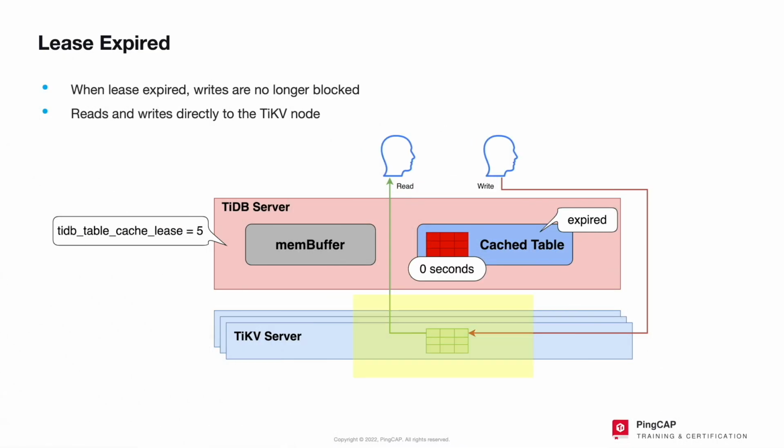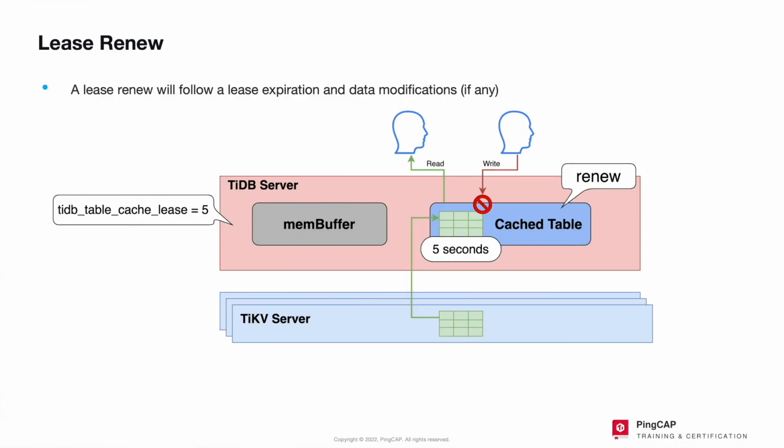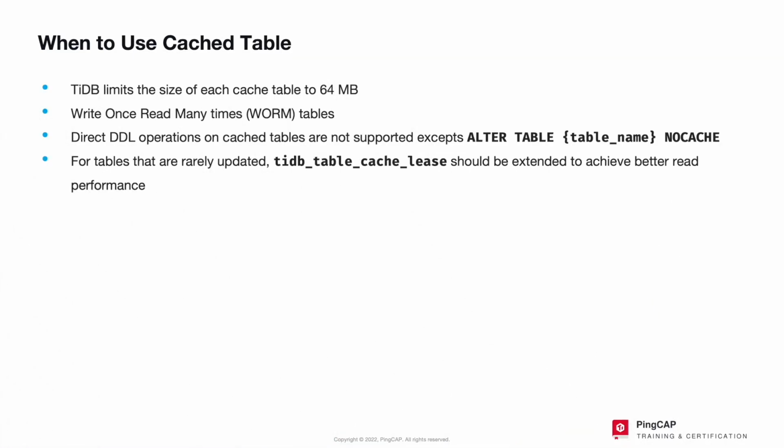When the lease expires, the data in the cache also expires. At this time, all read operations will retrieve data from the TiKV node, and write operations can be performed. When the data is updated, the lease starts to be retimed, and the write operations continue to be blocked. At this time, the data is reloaded into the TiDB Server cache, and the read operation can retrieve data from the TiDB Server cache. This is a great time to review the hot table cache use constraints.